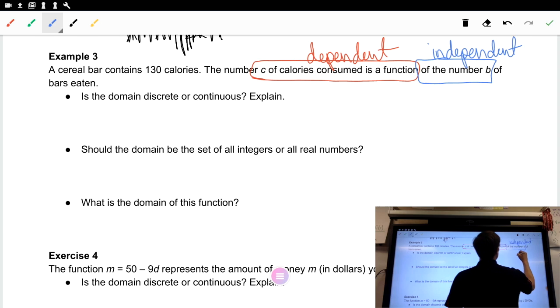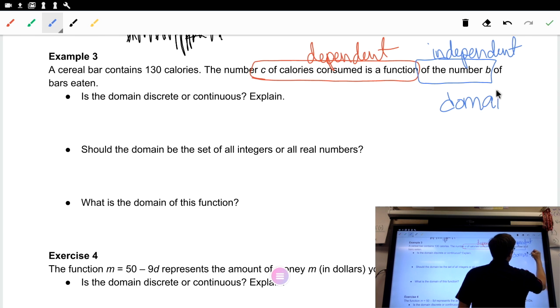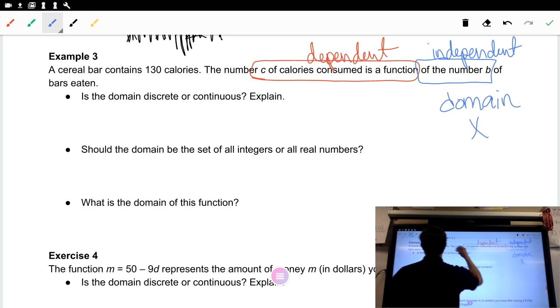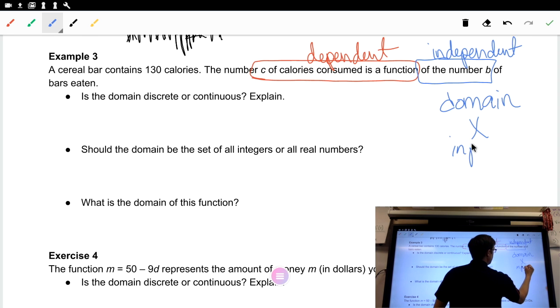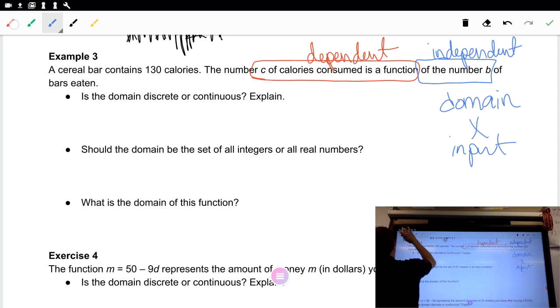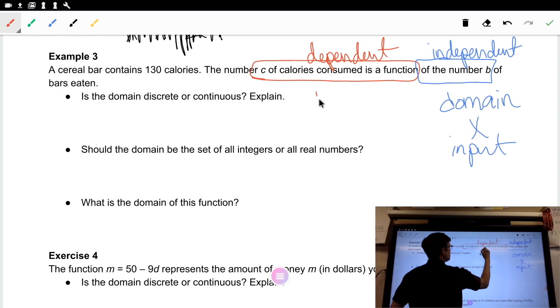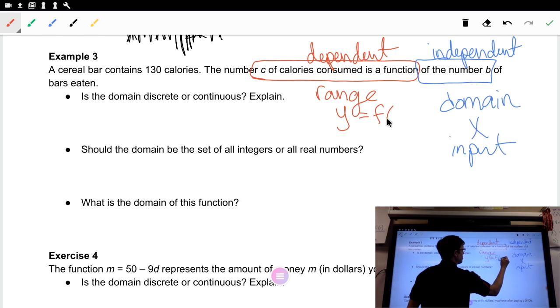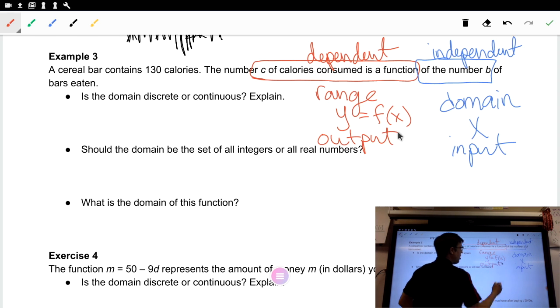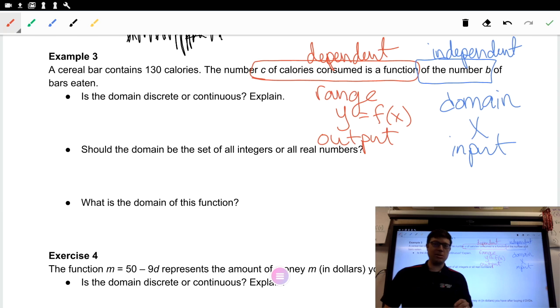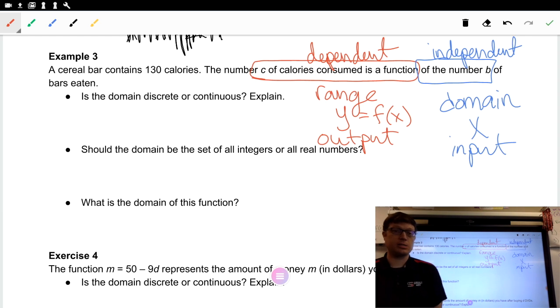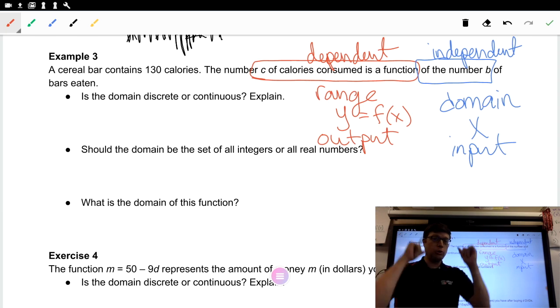That also describes the domain, because it's the x, because it's the input. And therefore, the other thing, dependent, is the range, which is the y, which is also known as f of x, which is the output. All of those 4 statements, maybe even technically another one to make 9, the fact that y equals f of x, you've got to be fluid with those.